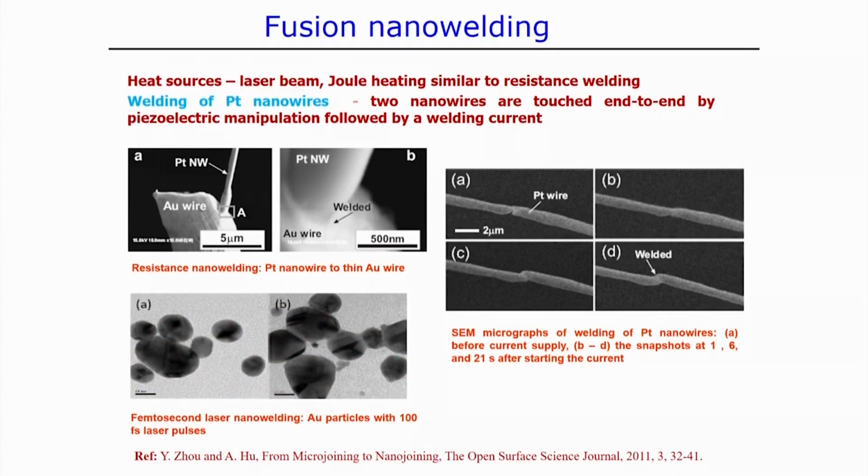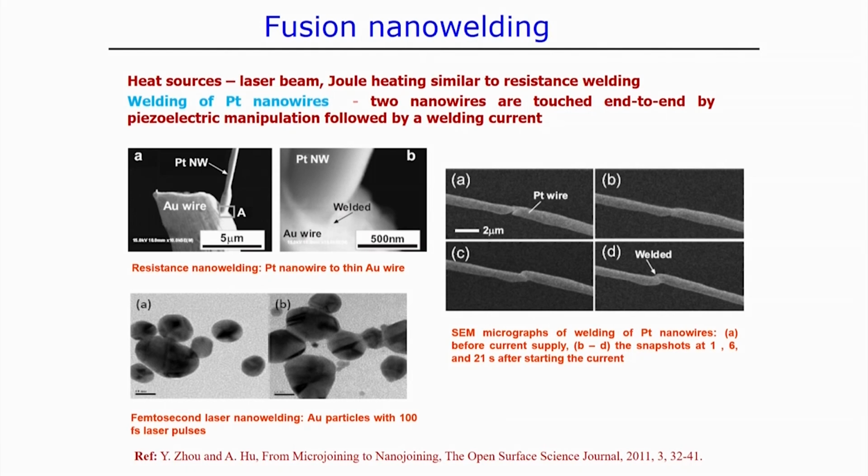See that first figure. Here we see the welding of the platinum nanowire, the resistance nano welding, of a platinum nanowire to a very thin gold wire. There is some resistance at the joint interface when current is passed through, and if we create some heat at the interface due to the resistance between these two materials, that is probably sufficient to produce the fusion nano welding process between them.